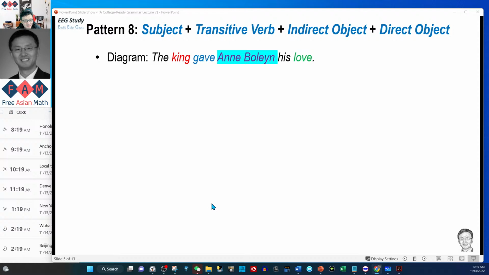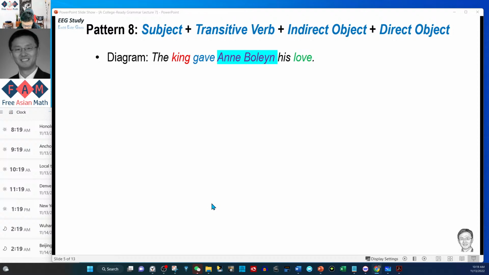Sounds like a slavery scene, right? How can you give a person to someone? You cannot. Anne Boleyn is truly the recipient of the love, not of this giving action. So, how do we understand this sentence? Well, this is sentence pattern number 8. In this case, we put the indirect object in front of the direct object. That sounds weird, but it is what it is.